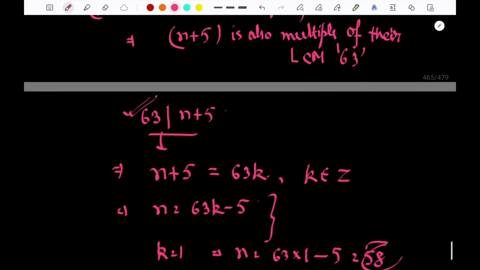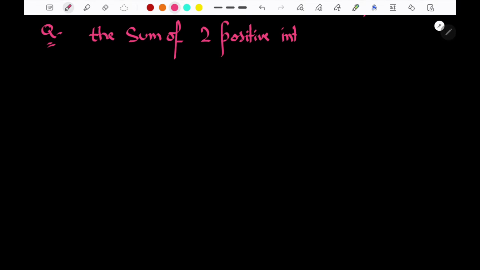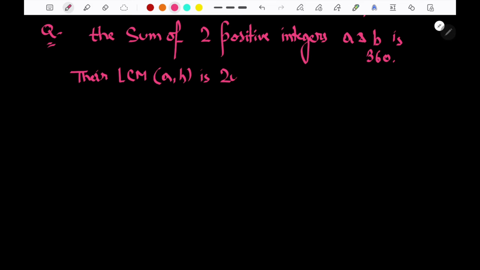Now again, let's say there is another question. The sum of two positive integers A and B is 360. The LCM of A comma B is 20 times the HCF of A comma B. Find A and B. Now how do we do it?